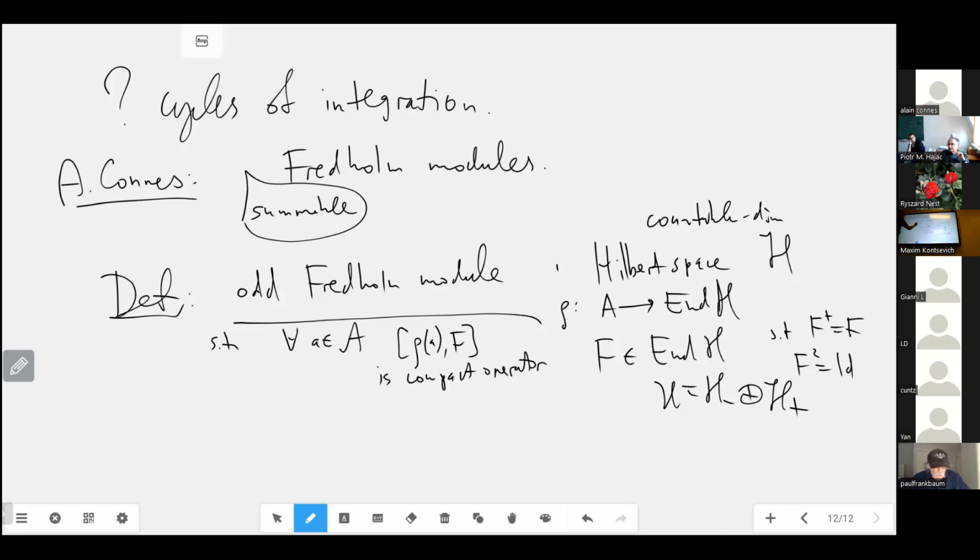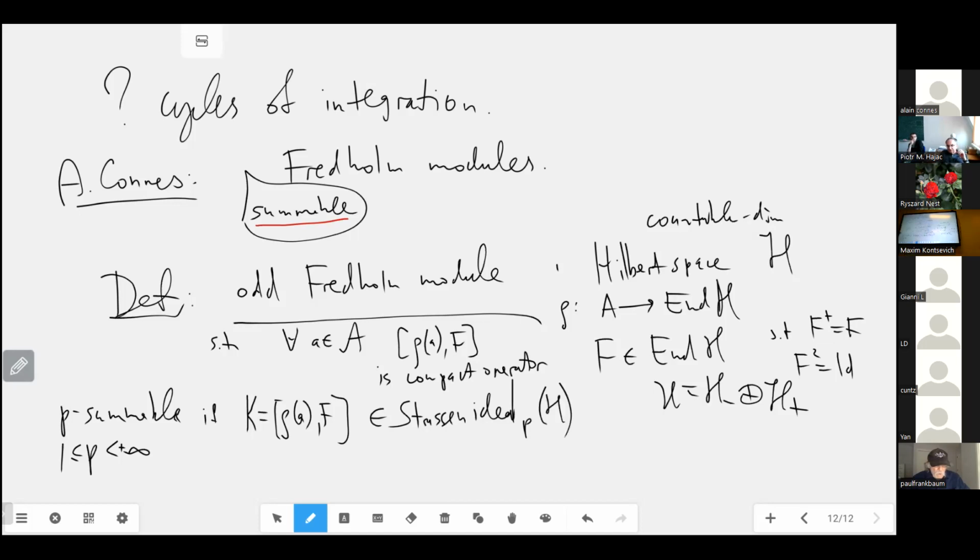And the adjective summable: let's say p-summable, for some p between one and infinity, if this commutator is not only a compact operator, but belongs to the Schatten ideal, which is the analog of the L^p space in usual geometry.